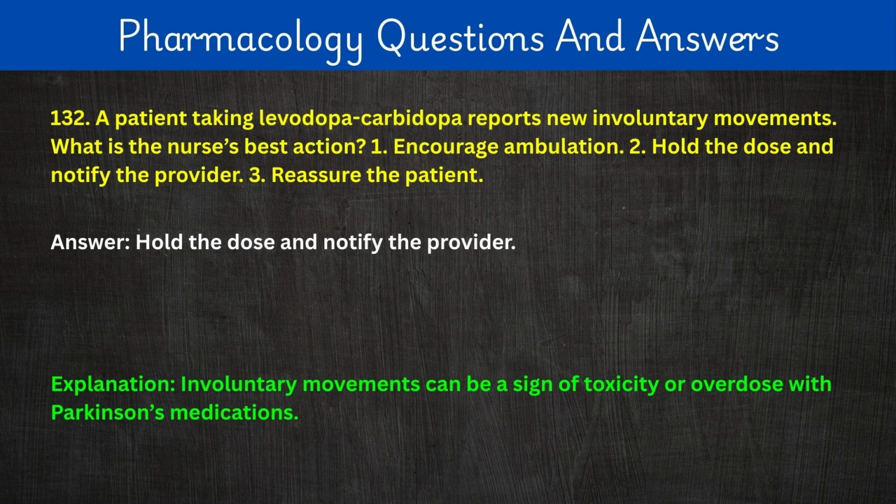A patient taking levodopa-carbidopa reports new involuntary movements. What is the nurse's best action? 1. Encourage ambulation. 2. Hold the dose and notify the provider. 3. Reassure the patient. Answer. Hold the dose and notify the provider. Explanation. Involuntary movements can be a sign of toxicity or overdose with Parkinson's medications.